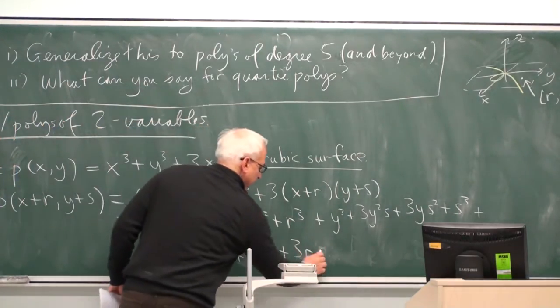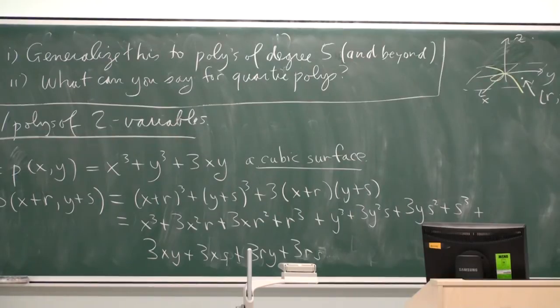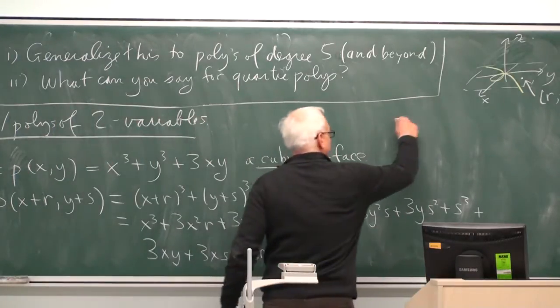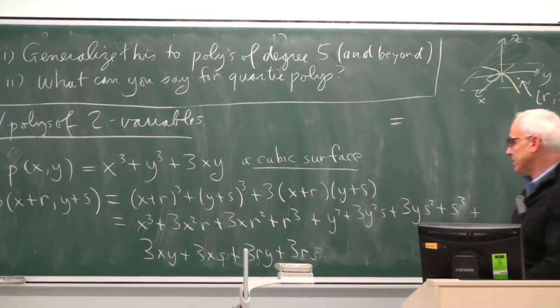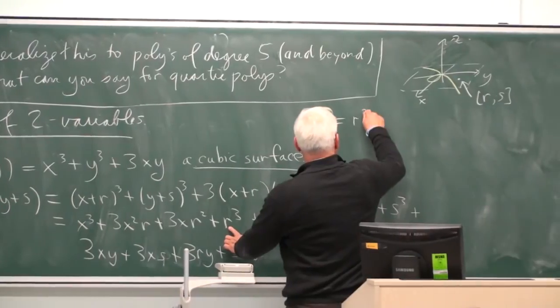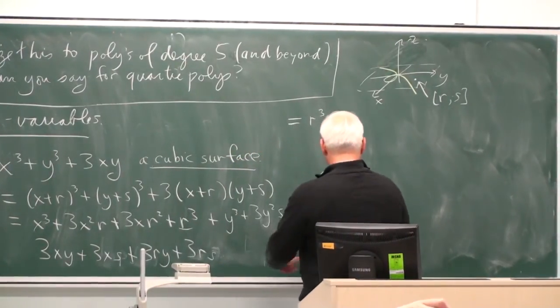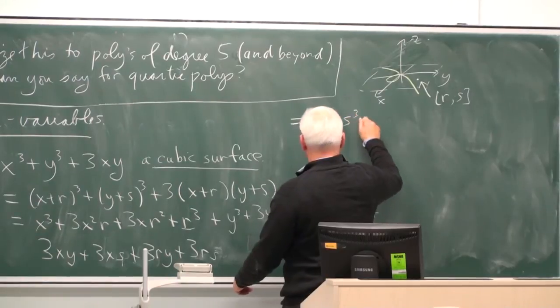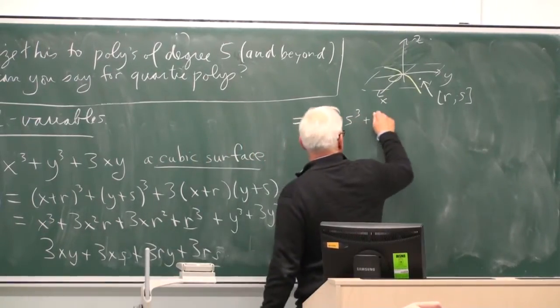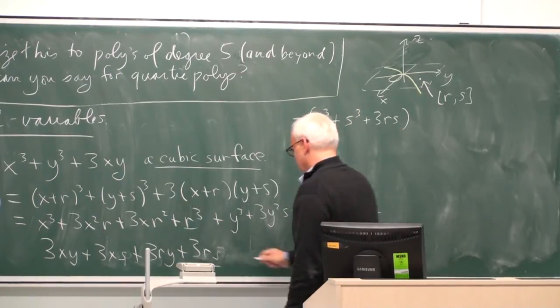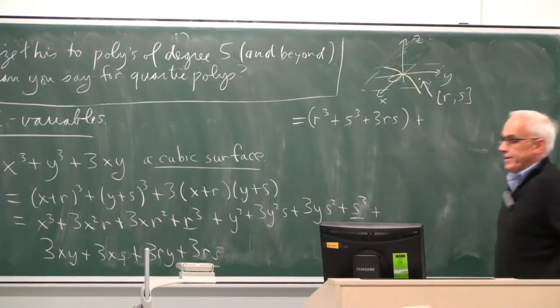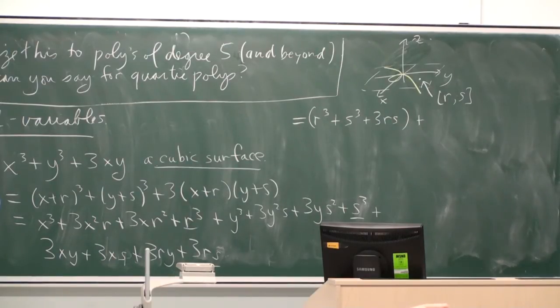And what did we do in the one variable case? We grouped this together in terms of increasing powers of x. So we'll do the same thing here, and write it out in terms of increasing powers of x and y. So what do we get? The constant stuff is stuff not involving any x's or y's. So there's r cubed and s cubed and a 3rs. We'll put that in brackets so we've got rid of those three terms. And now the terms involving just x.